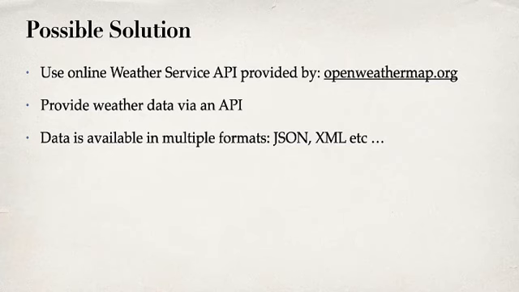So a possible solution is that we can use openweathermap.org. So they basically have a weather API that you can use. They give you documentation on how to use it. The data is available in JSON, XML, or HTML format.